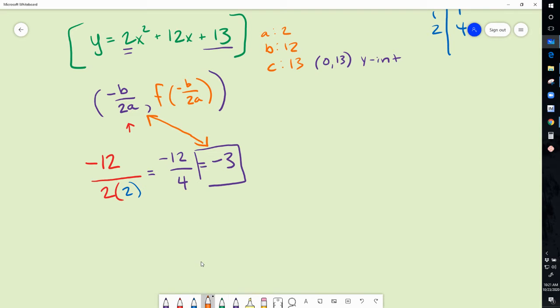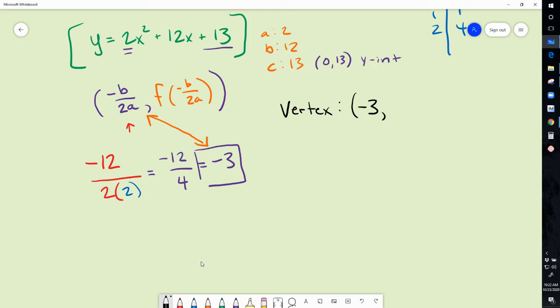So we're going to start writing out our vertex over here. I feel like that's purple. Let's make this black. Oh, blue, violet. My apologies. Let's get black in there. All right. So we're going to start writing out our vertex now. Vertex. And the x value is negative 3. We just figured that out by doing negative b over 2a.